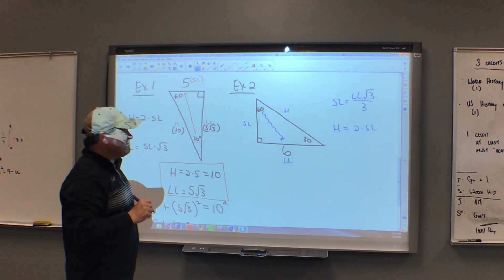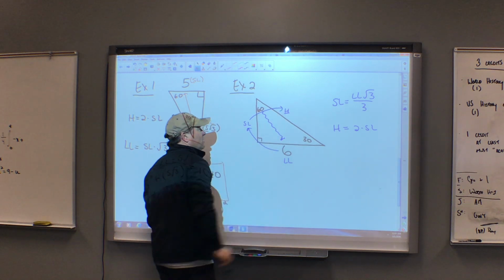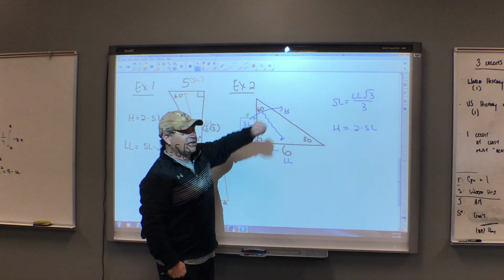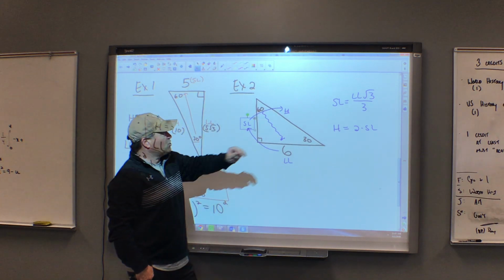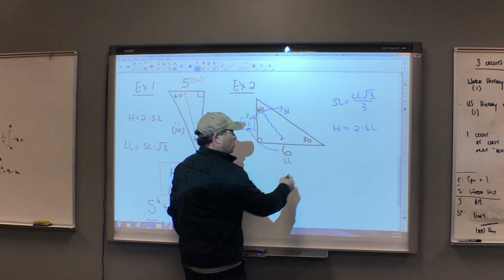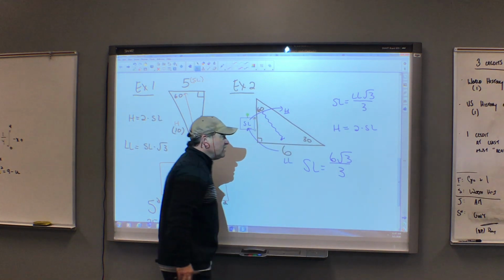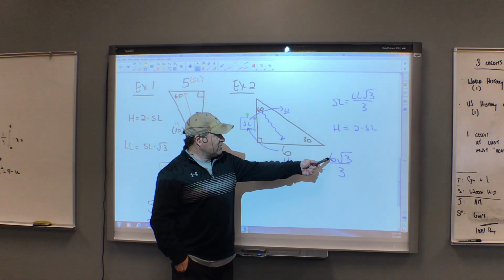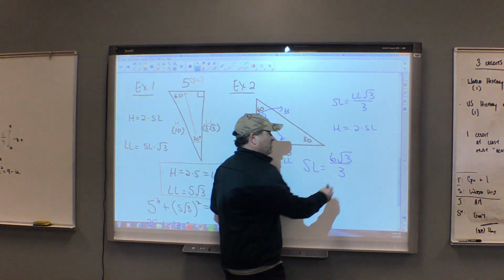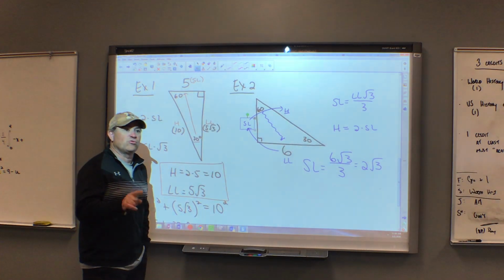Short leg is what I want to get first. I can't get the hypotenuse till I know the short leg, so there's going to be kind of a rotisserie kind of a deal here. Take the long leg, get the short leg, take the short leg, get the hypotenuse. Okay? So the short leg, long leg, root 3 over 3, well, the long leg is 6. So the short leg is 6 square root of 3 divided by 3. Make a quick check of 6 and 3. Well, 6 and 3 are reducible. So 6 divided by 3 is 2. We've got 2 root 3. So my short leg is 2 root 3.